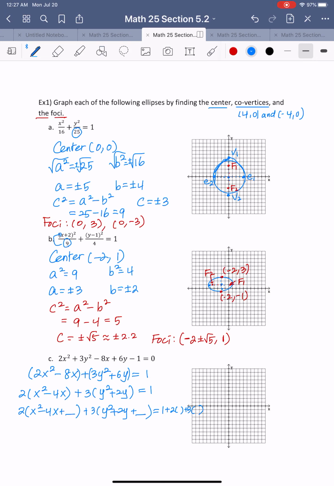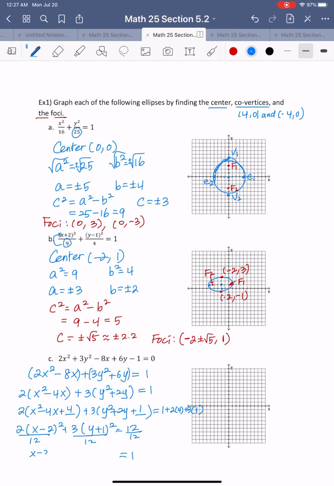So -4 divided by 2 is -2, and -2 squared is 4. And 2 divided by 2 is 1, and 1 squared is 1. So I need to multiply 2 by 4 and 3 by 1. So I have 2 times (x minus 2) squared plus 3 times (y plus 1) squared equals, that's 9 and 12, right? So it's going to be 12. And then I divide by 12 on both sides, because for standard form I need to make it equal to 1.